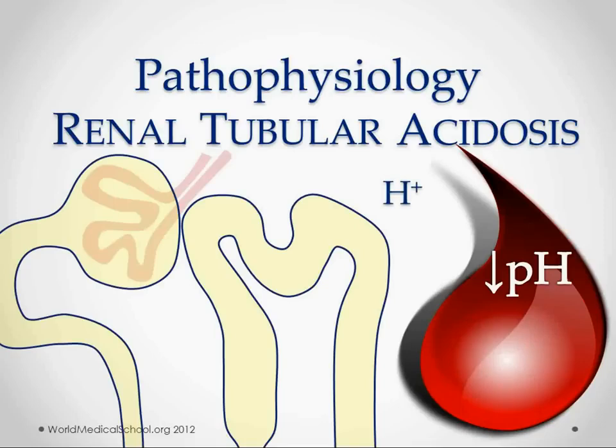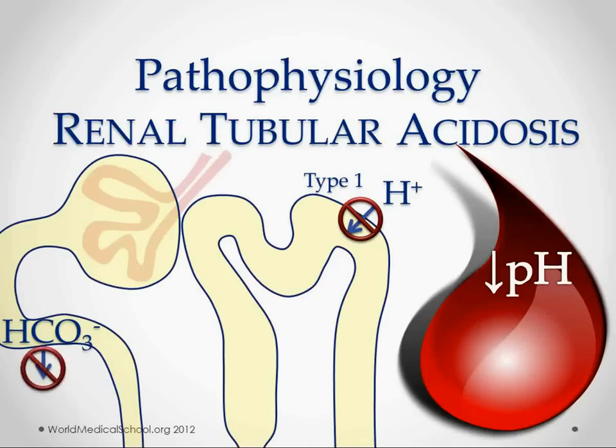So if we're having a hard time getting hydrogen ions into the urine, then that's going to cause our pH to go up because we're not getting rid of as many hydrogen ions. And that's what we call type 1 renal tubular acidosis. We also call that distal renal tubular acidosis because it happens in the distal tubules. If we're having a hard time getting HCO3 or bicarb back into the body from the urine, so we're having a problem with reabsorption of bicarb, then this is called type 2 RTA, or we also call it proximal RTA.